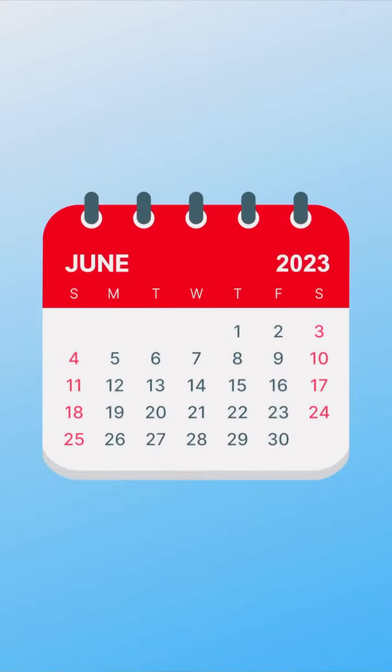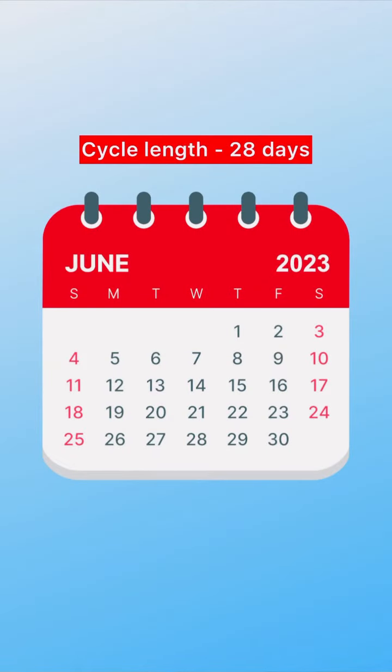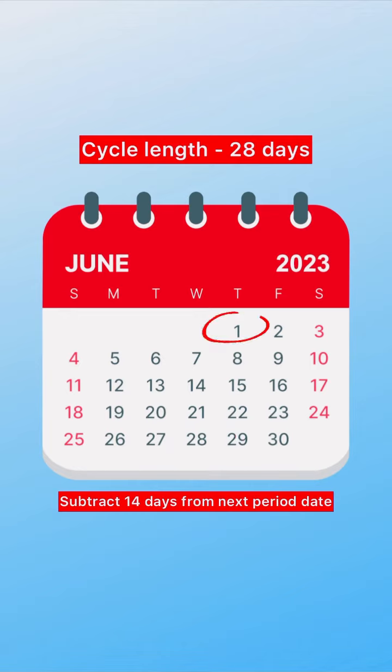Suppose your cycle is 28 days and you got your periods on the 1st of this month, then your expected date of getting your next periods will be the 28th. To know your ovulation day, you have to subtract 14 days from the next date. That is, you have to subtract 14 from 28. So you will get the 14th as your ovulation day, and 2 days before and 2 days after this will be your fertile window.